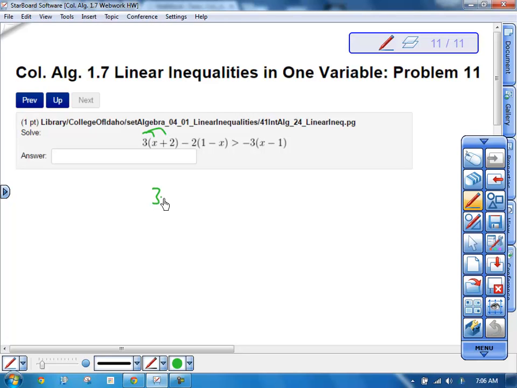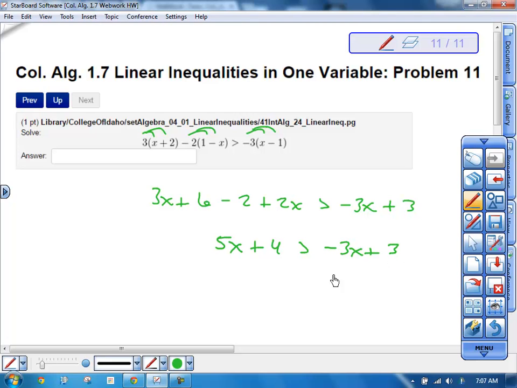One more problem then, if you distribute, you get 3x plus 6. If you distribute here, don't forget the negative sign as well. You get -2 plus 2x is greater than, distribute here, you get -3x plus 3. And you can add like terms, so it's 5x plus 4 is greater than -3x plus 3. And you can add 3x to both sides, that gives you 8x. You can subtract 4 from both sides, and that gives you -1. Divide both sides by 8. You get x is greater than -1/8.